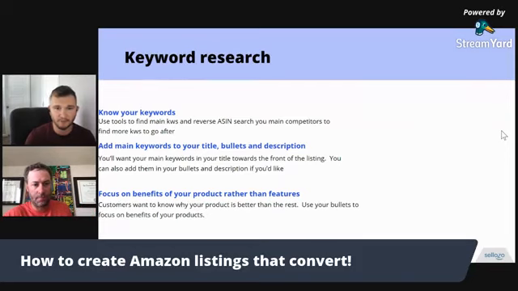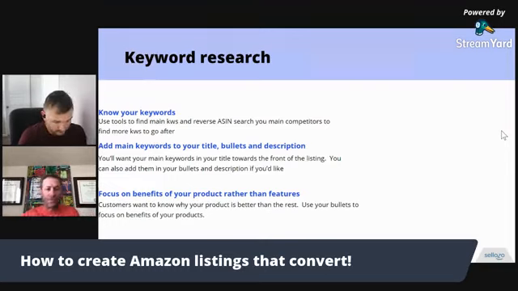And then on your bullet points, because we've already made the title with the good keywords you're focusing on, you want to make sure your bullet points focus on the benefits of the product rather than the features. You want your customers to know why your product is better than the competition. So use your bullet points to focus on the benefits of the product and not so much the features. Yeah, those are great tips right there.